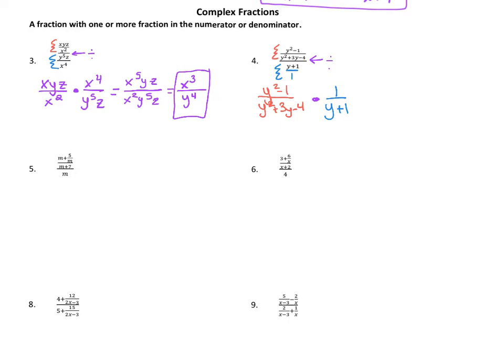Now, I need to do some factoring. So I'm going to factor this first fraction. My numerator is a difference of squares, so that'll factor into y plus 1, y minus 1. My denominator is a trinomial, so what multiplies to negative 4 and adds to 3 would be y plus 4, y minus 1. And it's still multiplied by 1 over y plus 1.